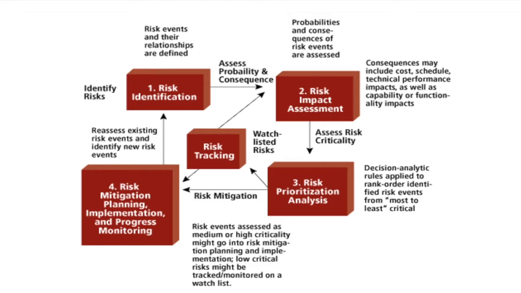Then the third technique, or the third process in risk management, is risk prioritization analysis. Once you have the risk identified and you know the impact, you have assessed the impact, then you have to assess the risk criticality. You have to figure out, you have to prioritize the risk. Decision analytic rules are applied to risk for rank ordering and identifying the events from most to least critical.